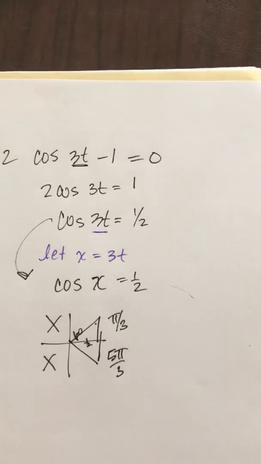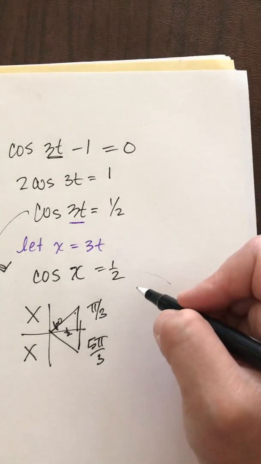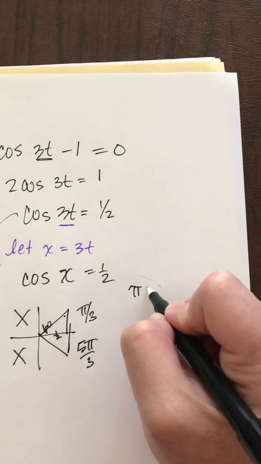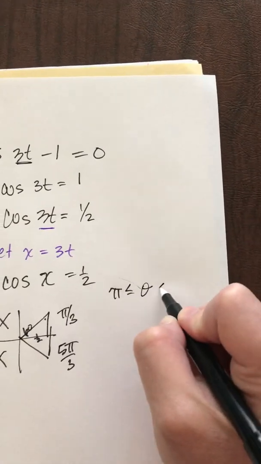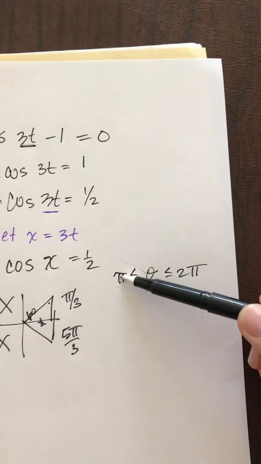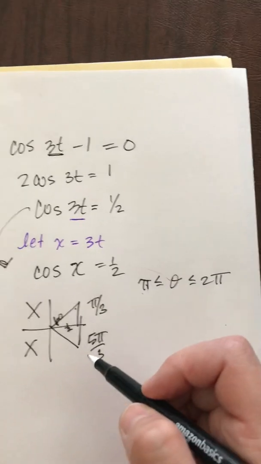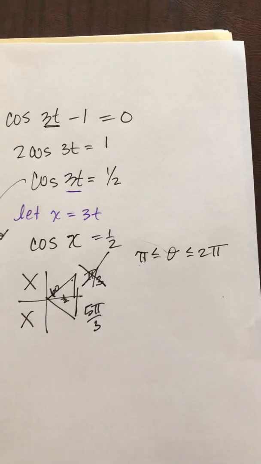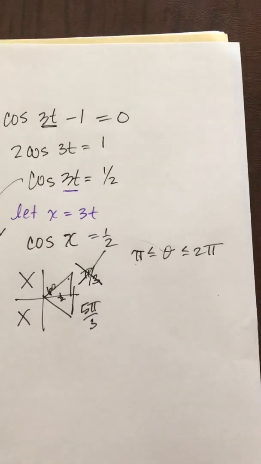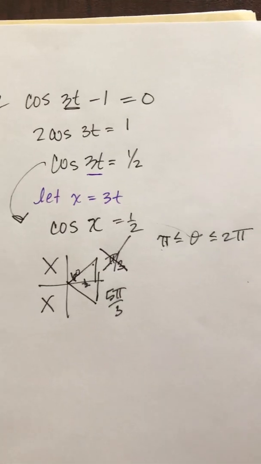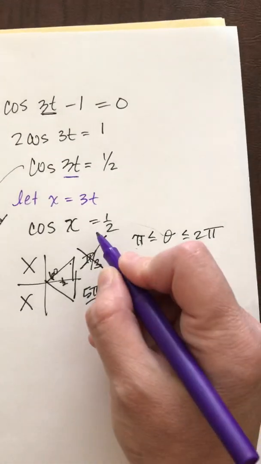All right, the other thing I want you to pay attention to was I asked for your angle measure to be less than or equal to 2 pi, so basically between pi and 2 pi. So what that does is it eliminates this choice right here, because obviously pi over 3 is not between pi and 2 pi.